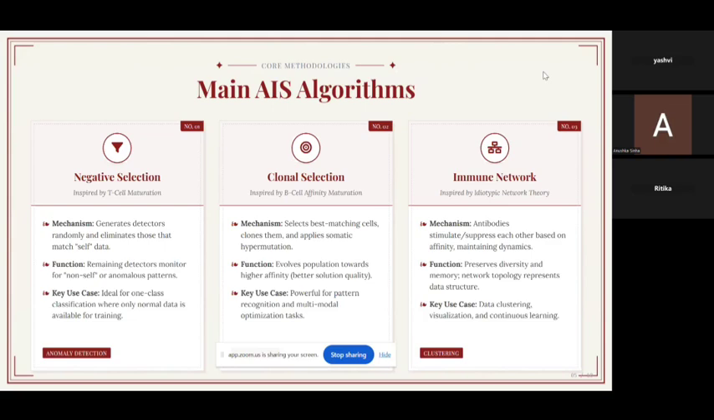So AIS has three super cool methodologies: negative selection, clonal selection, and immune network. Negative selection is like you train the system to ignore what's normal so it can spot anything weird or abnormal, like anomaly detection. Clonal selection, think of it like the system clones and mutates the best solution it finds to make it even better, like it's optimizing and recognizing stuff. Immune network is all about keeping things diverse by letting antibodies react. Super useful for clustering and learning as things change. Basically, AIS takes inspiration from how our immune system works and applies it to solve problems in AI.